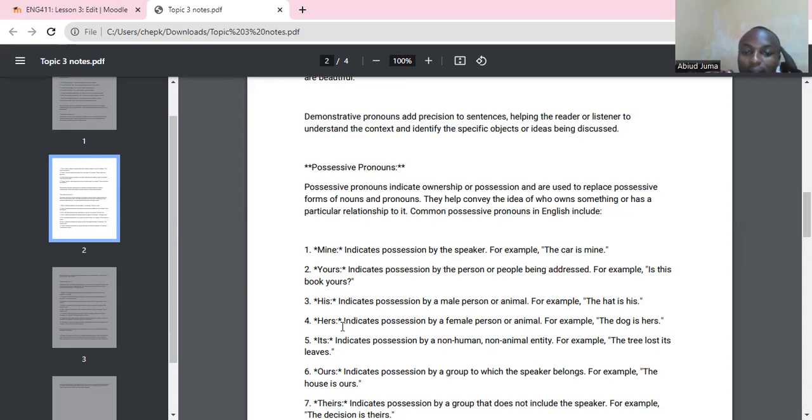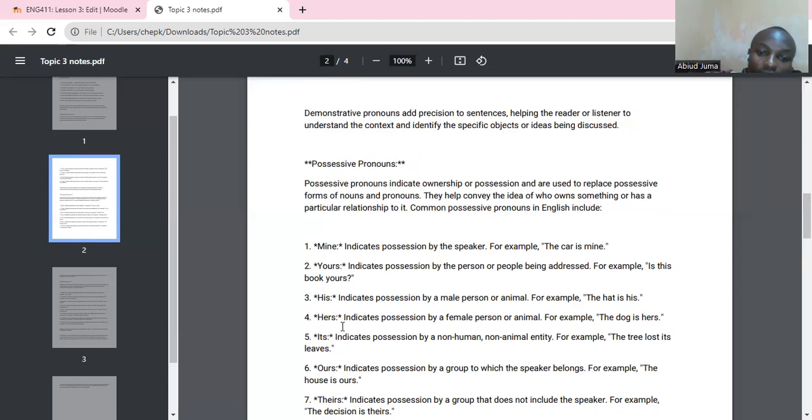His indicates possession by a male person or animal. For example, the hat is his. Therefore it shows the ownership of the hat by a male person. Hers indicates possession by a female person or animal. For example, the dog is hers. Its indicates possession by a non-human or non-animal entity. For example, the tree lost its leaves. It is not a person who lost the leaves, but the tree, which is non-human and non-animal. Therefore that gives us the use of its.